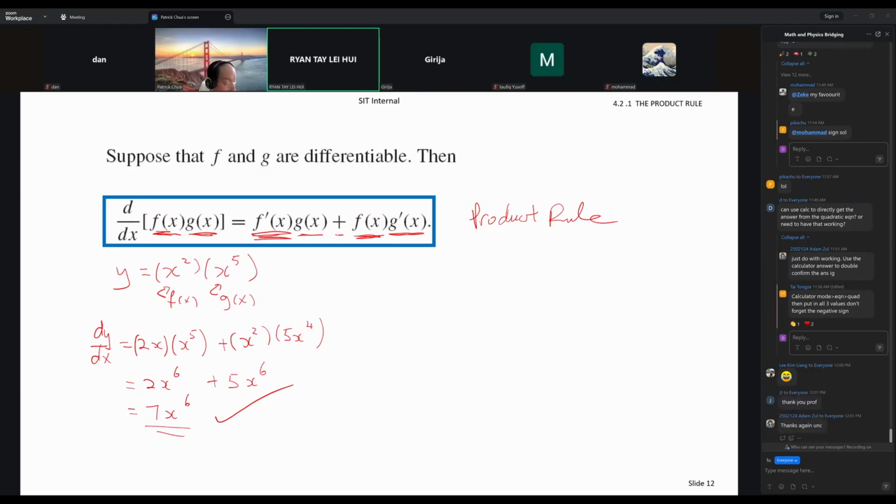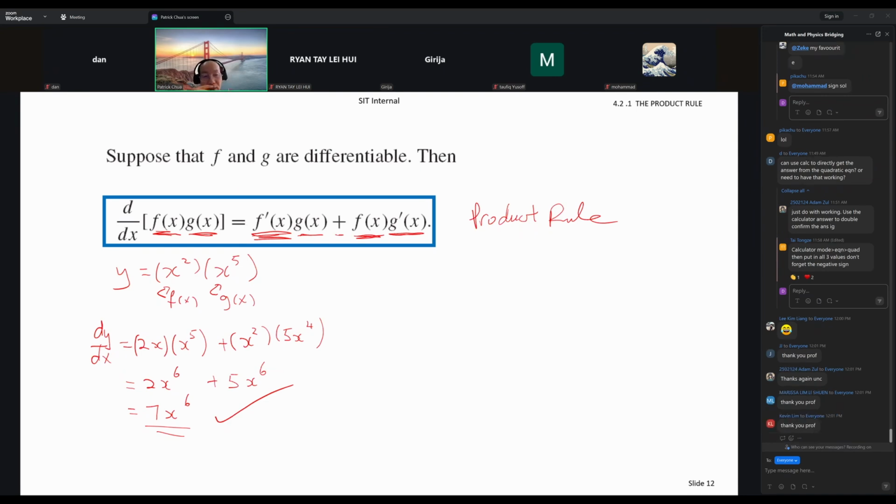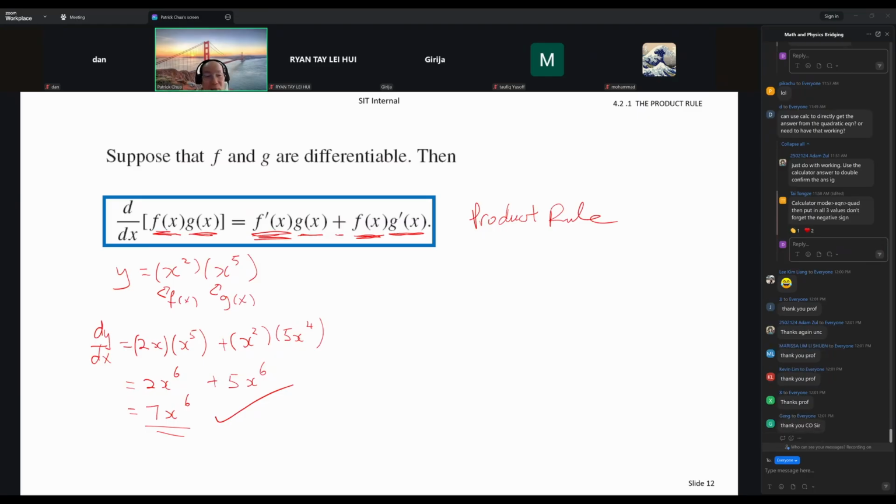Next example, we'll do it together for the whole class. Instead of doing it for you, I will do it again the next morning. Okay, the next example we'll leave to the next morning. No worries. Okay, thank you, Prof. Any other questions?